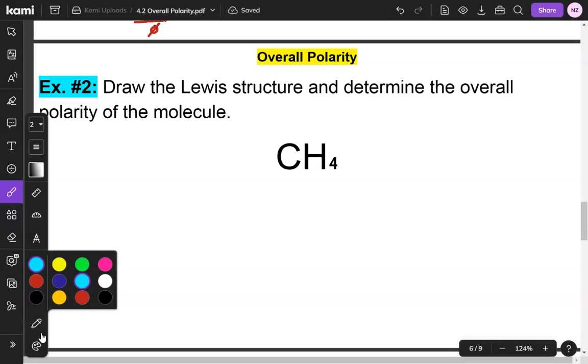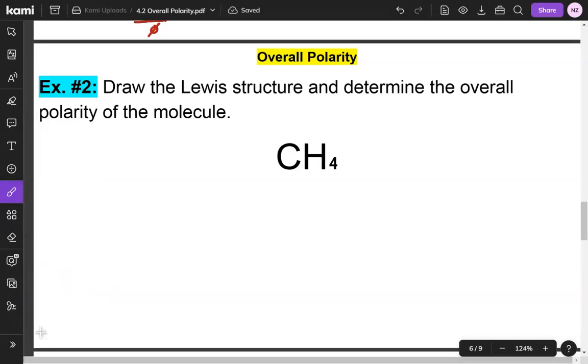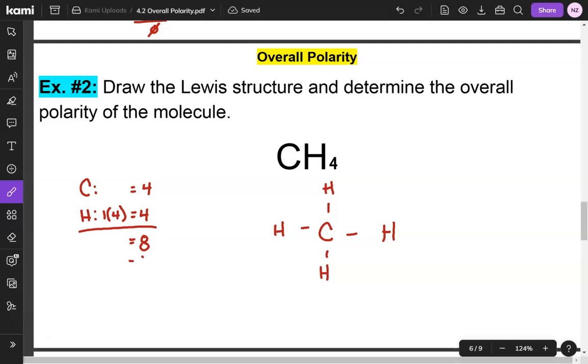All right, let's do this one. CH4. So carbon is 4, hydrogen is 1, but there's 4 of them. That means that we have 8 total. Carbon goes in the middle. Hydrogen goes all the way around. I'm going to single bond everything. 2, 4, 6, 8.